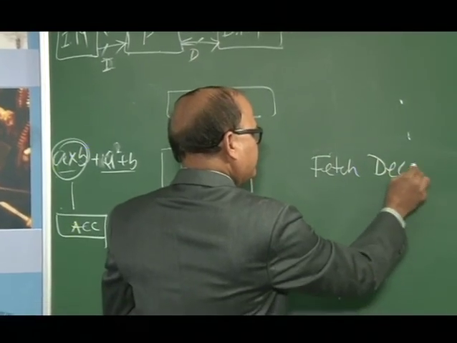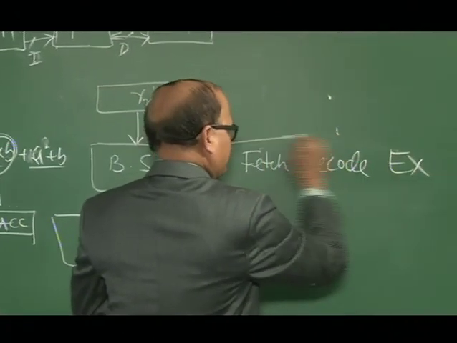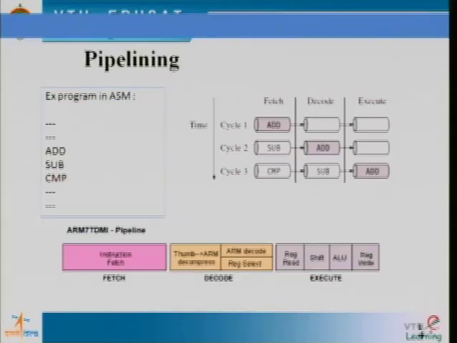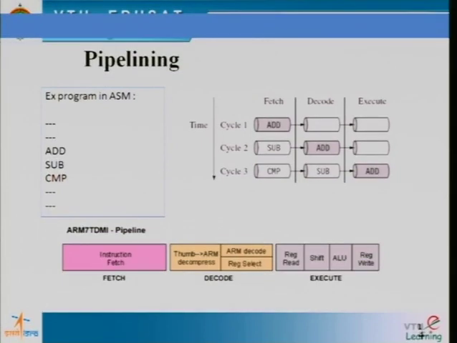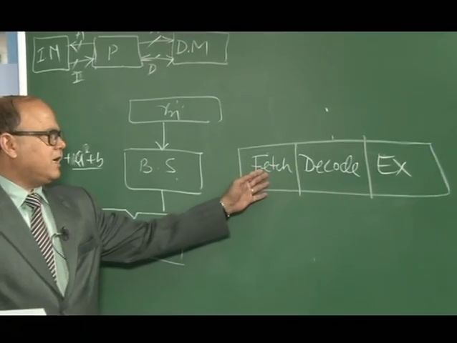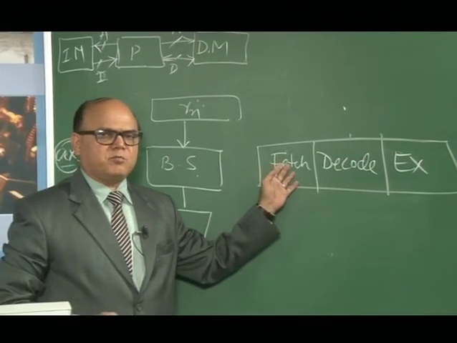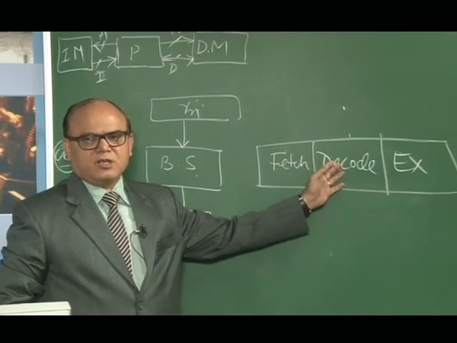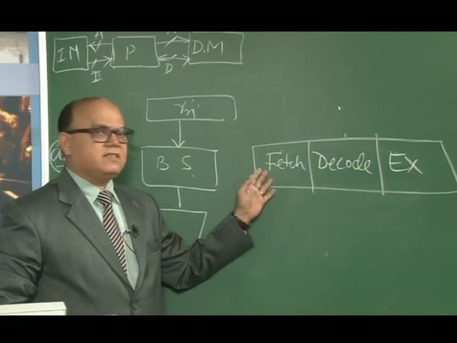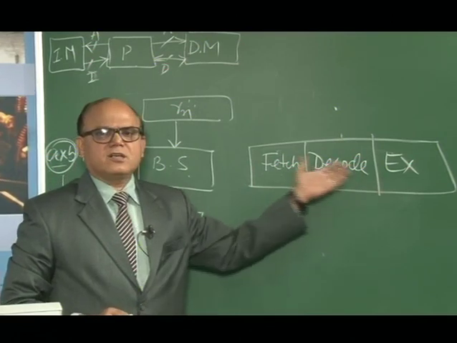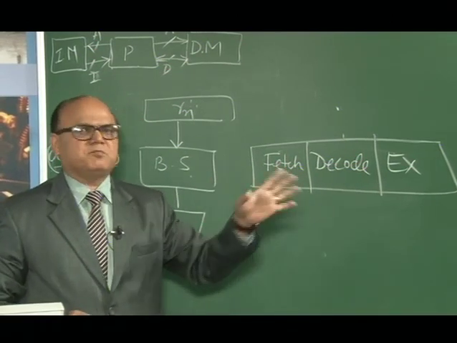decode and execute. If I consider these as 3 different sequential tasks done for the instruction execution, then when the first instruction of the program is fetched, soon after it is fetched I perform the decode of the first instruction. While the first instruction is getting decoded, the second instruction of the program can be fetched, provided these circuits are independent of each other. This is most important.